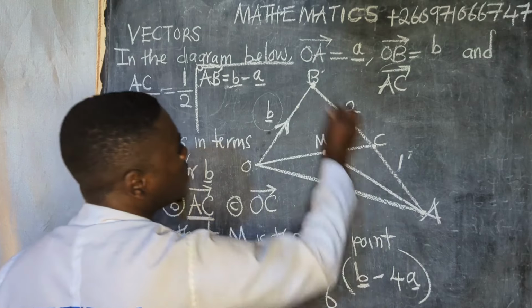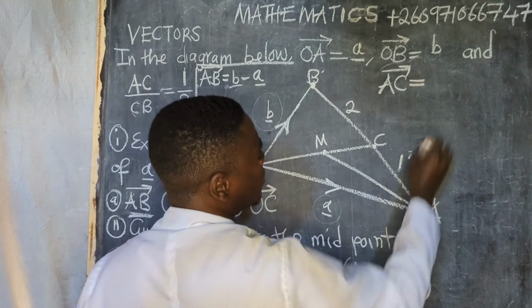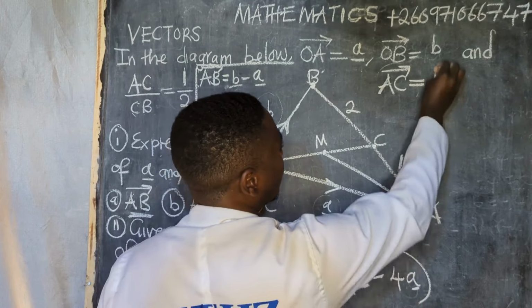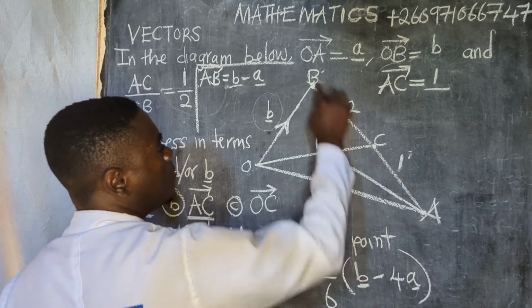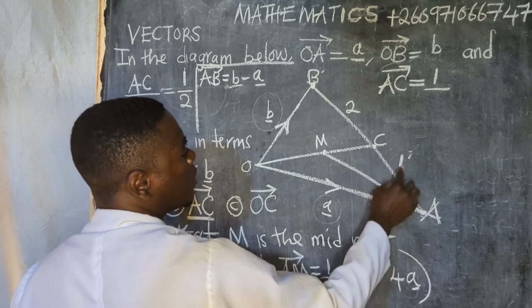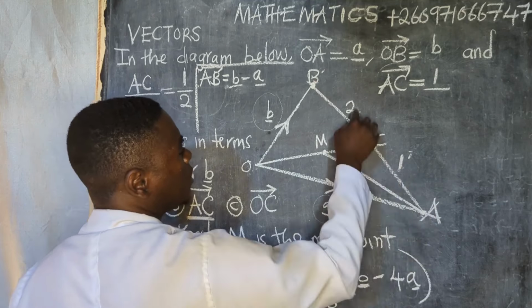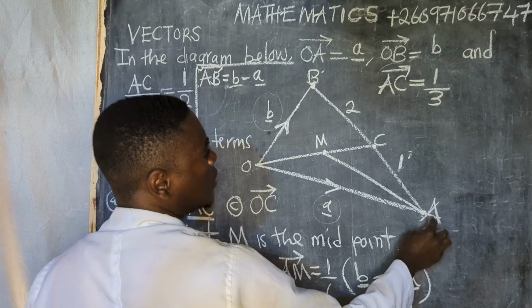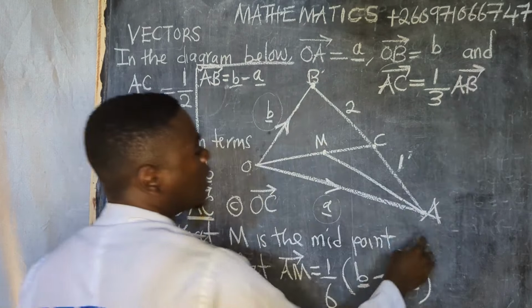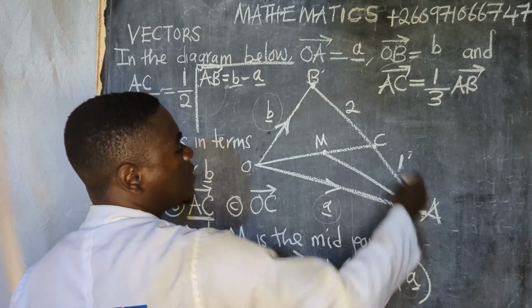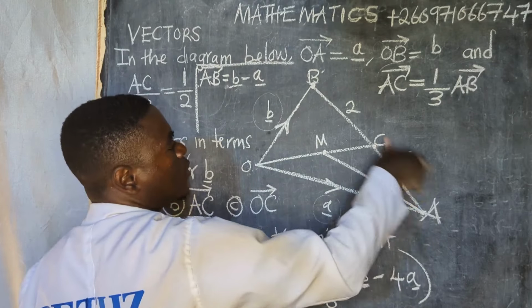In which line? AB. So this is 1 over the total line. AC is in which line? AB. The total line is what? Here there is 1, here there is 2. So the total line is 3. So 3 in which line? AB. AC is just the short path of AB.